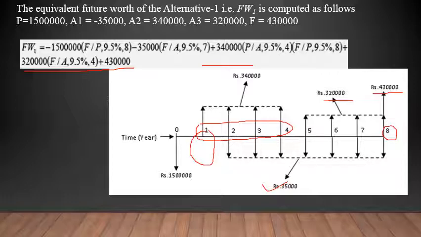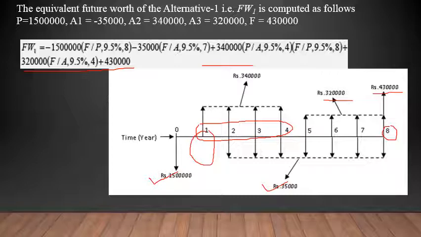First, let us take one by one. Let us take this 15 lakh. 15 lakh is P. Convert that P into F using the factor F by P, comma 9.5%, comma 8. For example, if you do not have this 9.5% in your factor table, you can take an interim value between 9 and 10. That is permitted, or else you can use the formula. If you still want to use the factor table, you have the value at 9%, you have the value at 10%. You take the interim value between these two, and you can solve the problem.